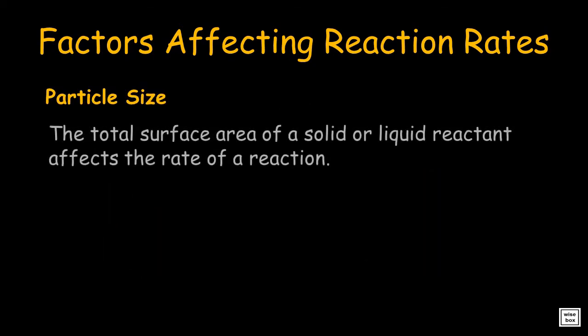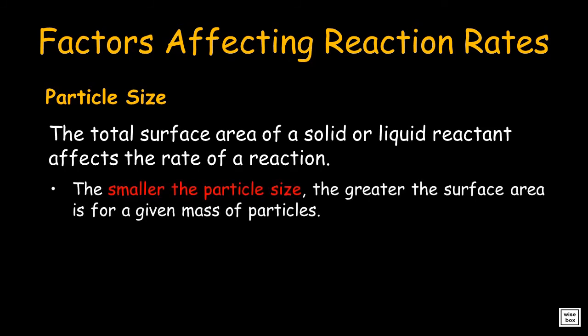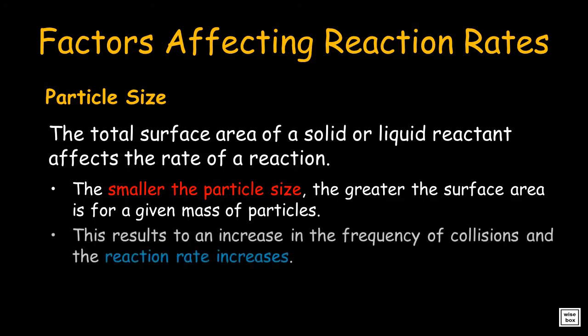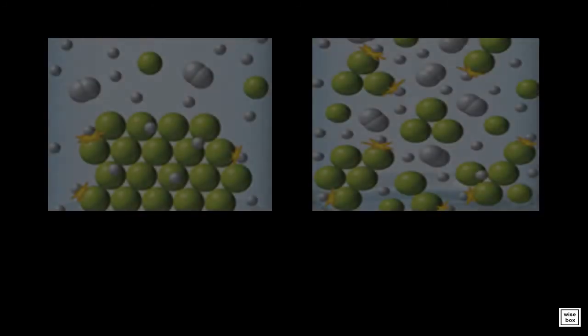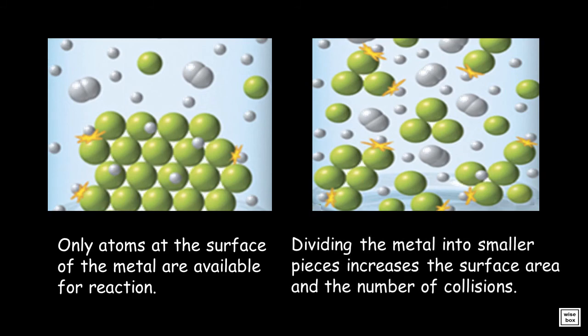The total surface area of a solid or liquid reactant affects the rate of a reaction. The smaller the particle size, the greater the surface area is, for a given mass of particles. This results in an increase in the frequency of collisions, thus, the reaction rate increases. This illustration shows that making the particle size smaller results in an increase in the number of collisions, and this speeds up the rate of reaction.